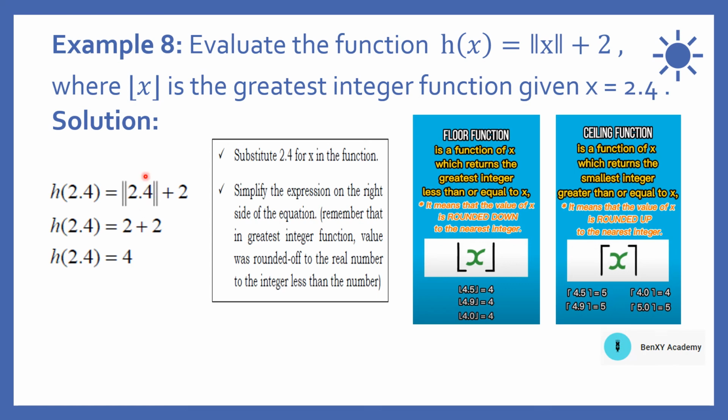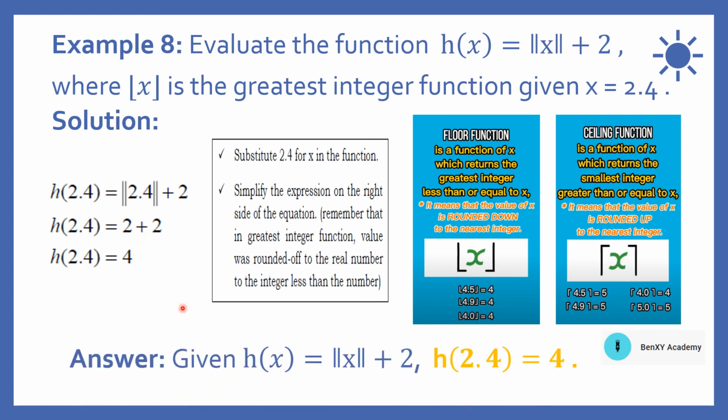Once na kinuha nyo na yung floor function niya, matatanggal na siya dun sa bar. Kaya 2 na lang siya. And then, binring down yung 2. And then, perform the operation, 2 plus 2 equals 4. So, ang answer natin, given h of x equals double bar x plus 2, where yung double bar x is a floor function, ang h of 2.4 natin is equal to 4.